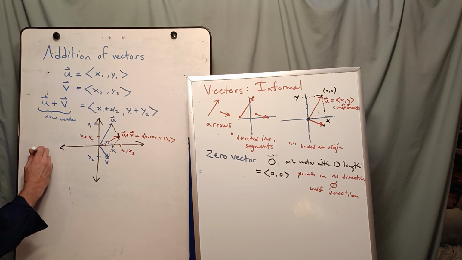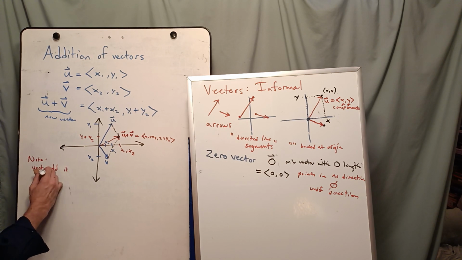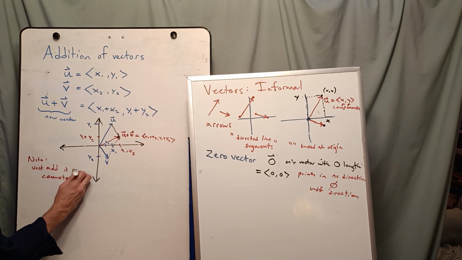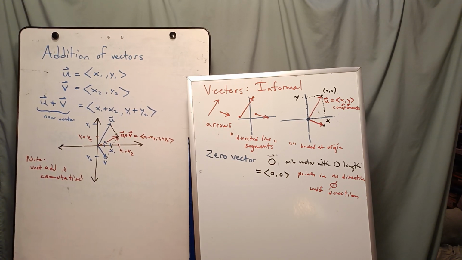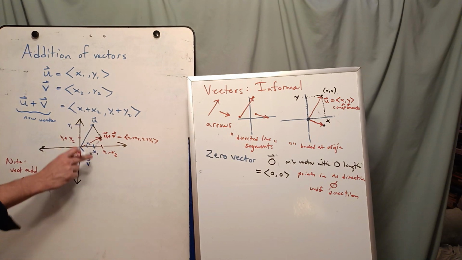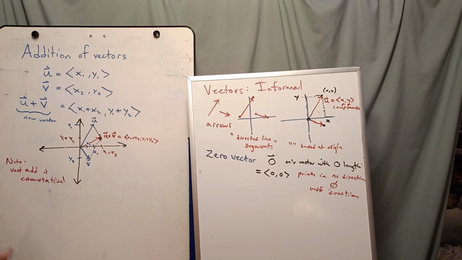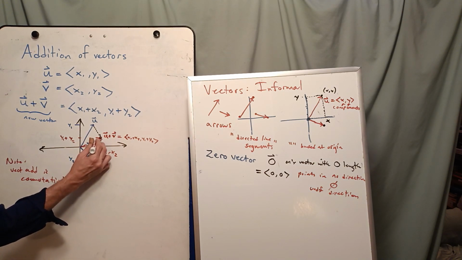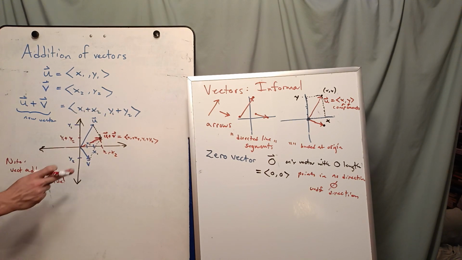Note, vector addition is commutative. It doesn't matter what order you do it in. And that's precisely because this geometry is a sort of commutative process. It's symmetric. It doesn't matter which path we take first. We still wind up at the same end point. And that ties together with the algebraic commutativity of the components.